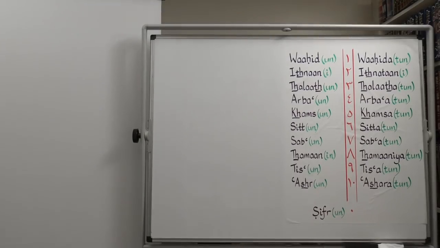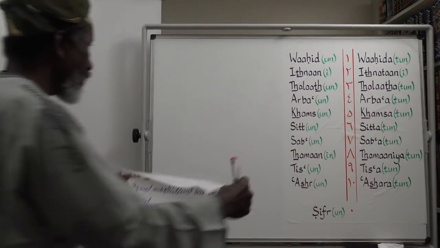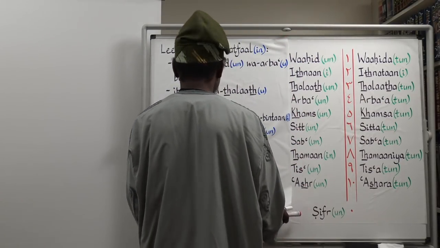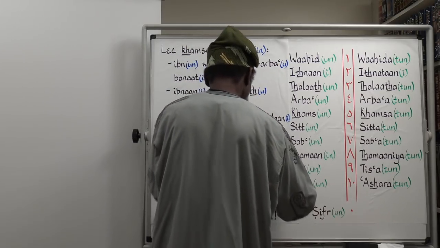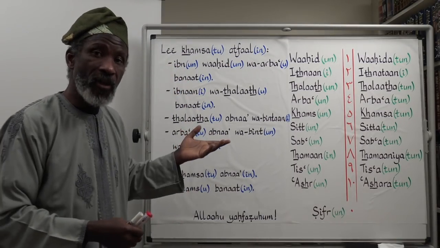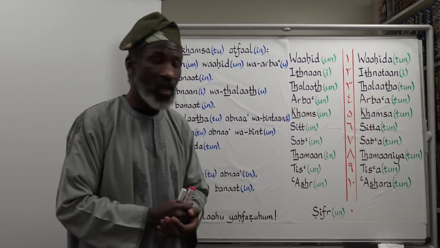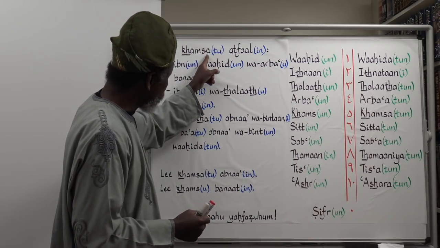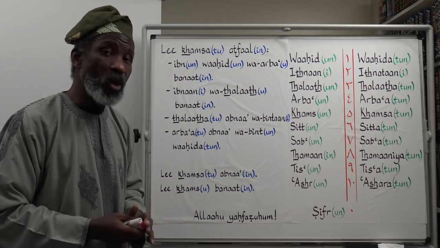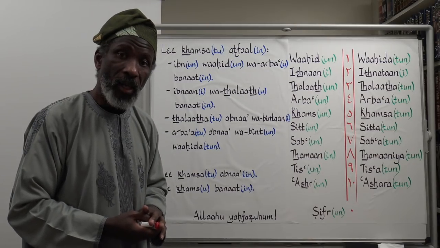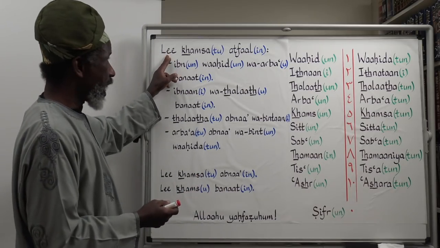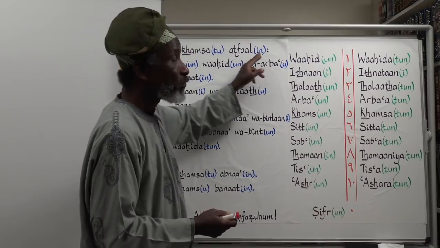Right, I have one here. Let's put this one on, and we have a little bit of sentences here which might illustrate the number for us. So we learned before how to say I have. Li, I have khamsatu atfal. Can you remember the meaning of atfal? Previous lesson, atfal, that's children. So Li, I have khamsatu atfalin.